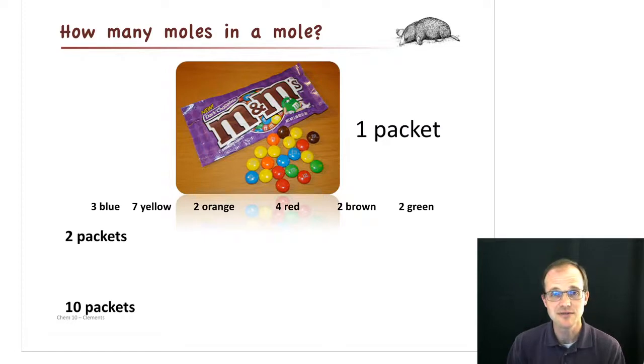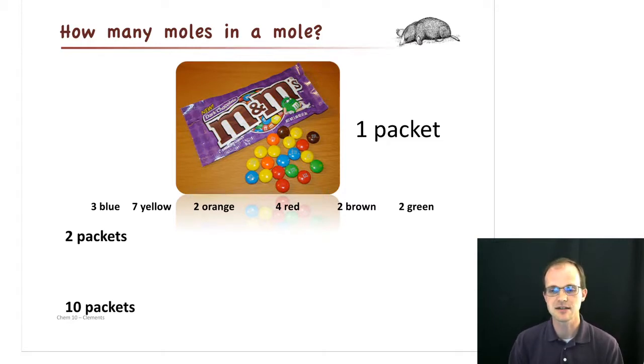We now know how to count things in moles. Just like we say 12 of something is a dozen, we say 6.02 times 10 to the 23rd of something is a mole of something. But how many moles are in a mole? You're like, well, isn't 1 mole in 1 mole? Well, if we think about it, that's not always the case. Let's think about some examples.